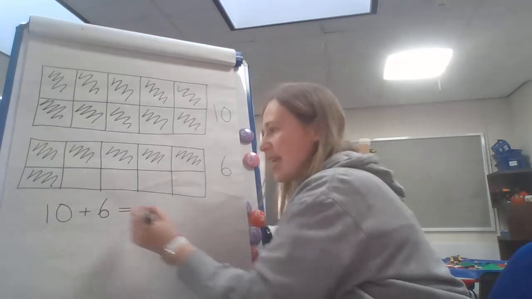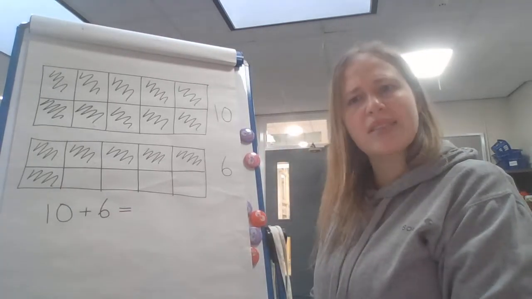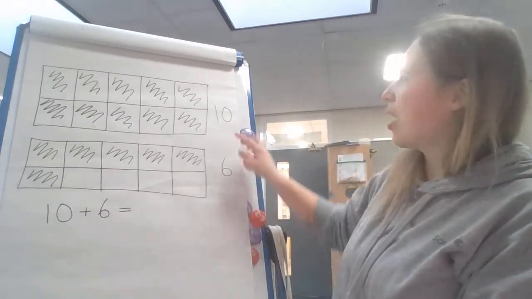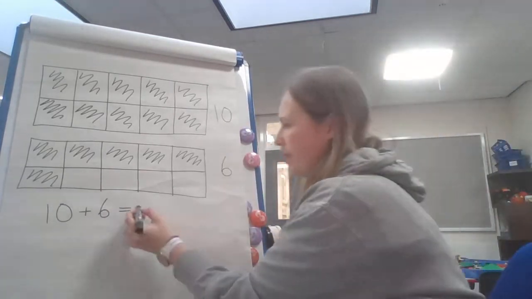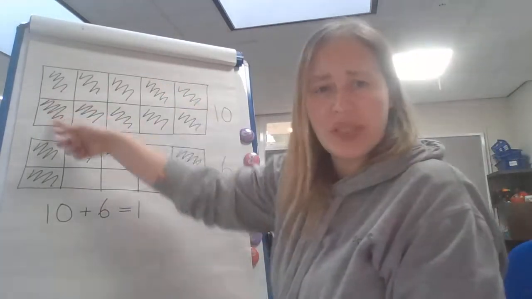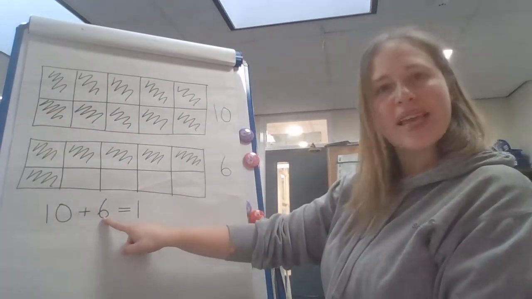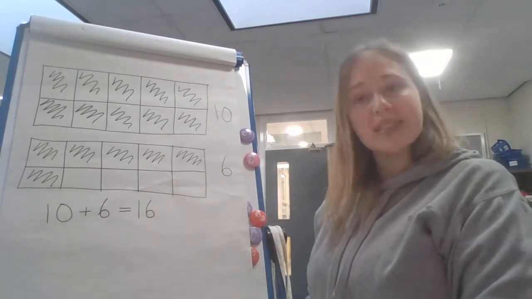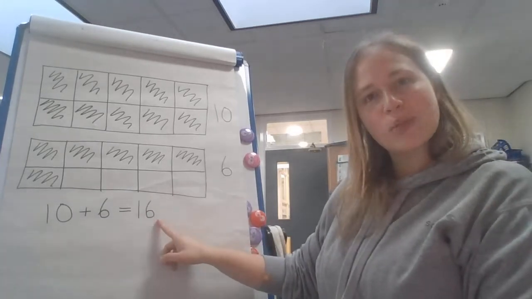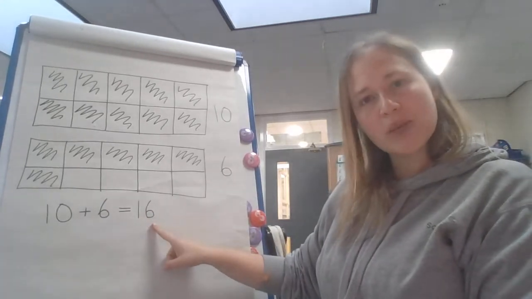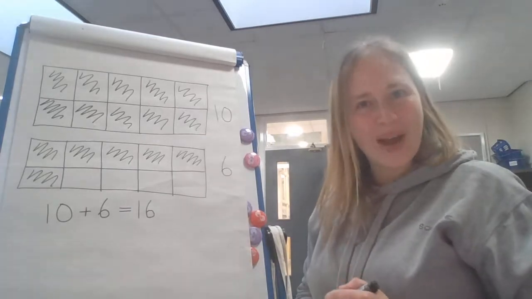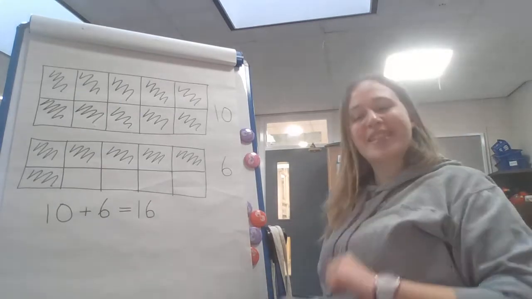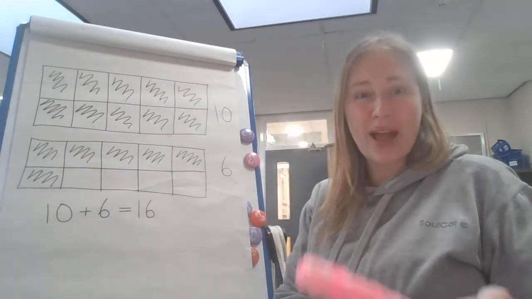10 add 6 equals, now how do we write 16? Now it's a teen number. I need 1 10 because I've got 1 whole 10. And I need a 6 for my 6 ones. 16. A 1 and a 6 makes a 16. 1 10, 6 ones. Can you say that? 1 10, 6 ones make 16. Well done, everybody. Now, I've got, hopefully, children, I've got 16 cubes. Will you count them with me?